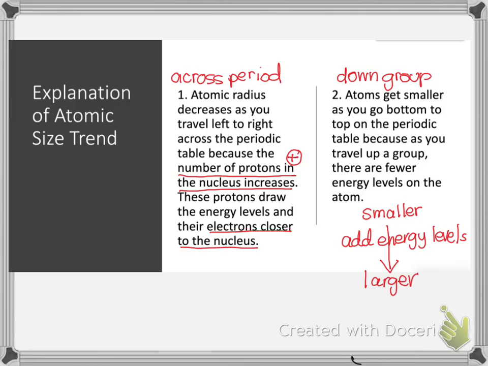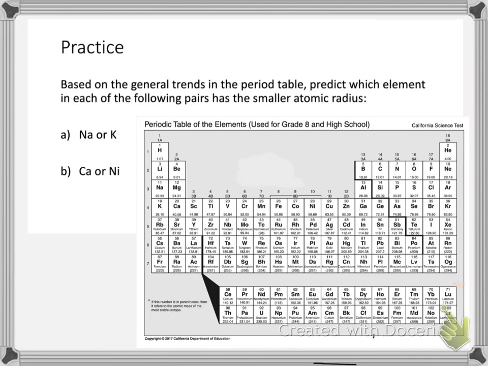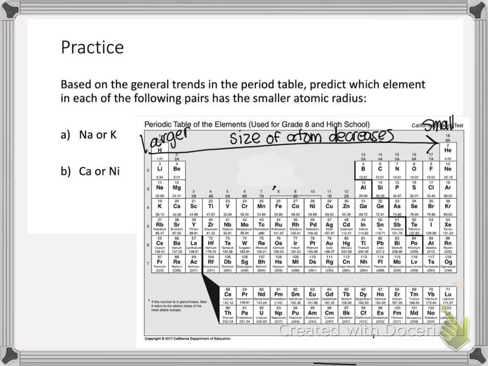So let's use the trend to make some predictions. Here's the periodic table, and I'm just going to write the trends because I think it helps me answer. What I know is as I go across the periodic table, the size decreases. So these are larger on this side when comparing them to the atoms on the other side of their periods. I don't want to say largest. I'd prefer to say larger in this example.